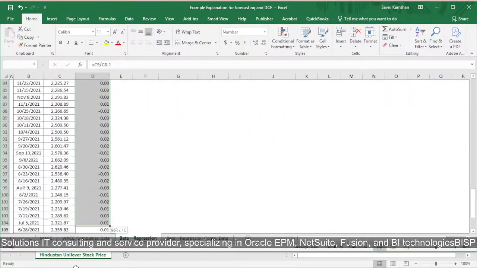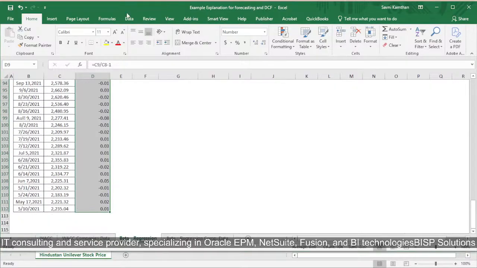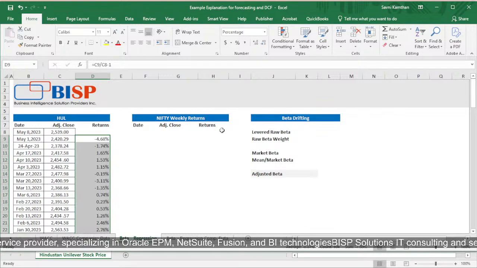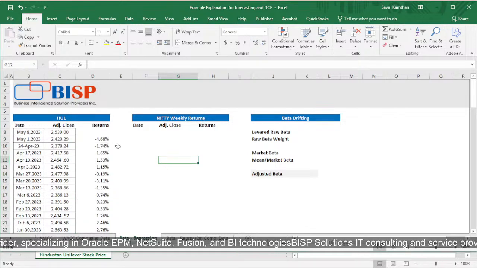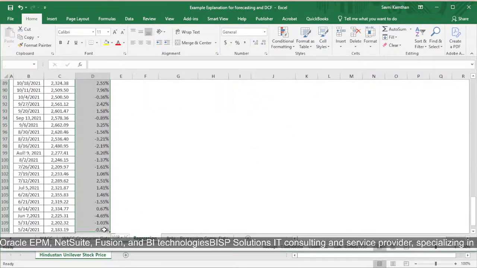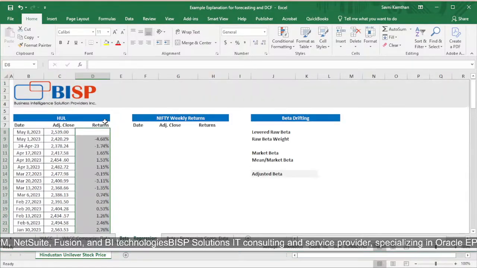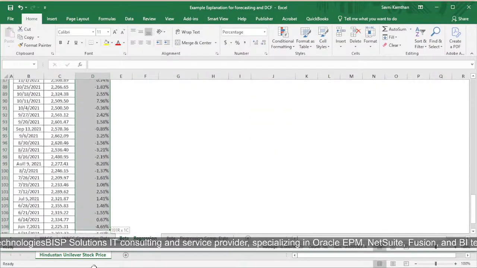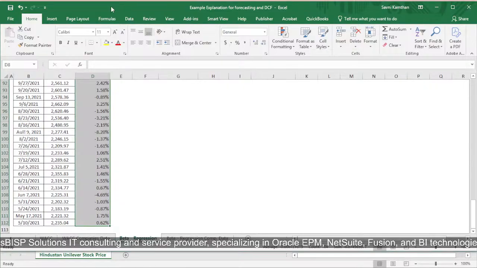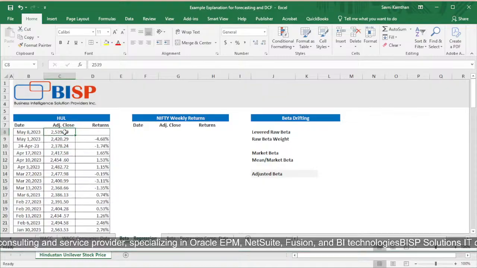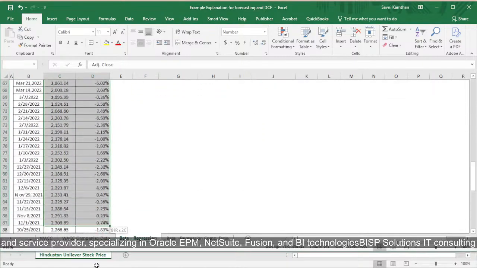Then I will be selecting this whole data over here and converting it into percentage. Now I will be having 2 decimal places, and this is what my returns will be. So I will do a formatting for the same, because all the data is formatted already, and these two will be on the right side.